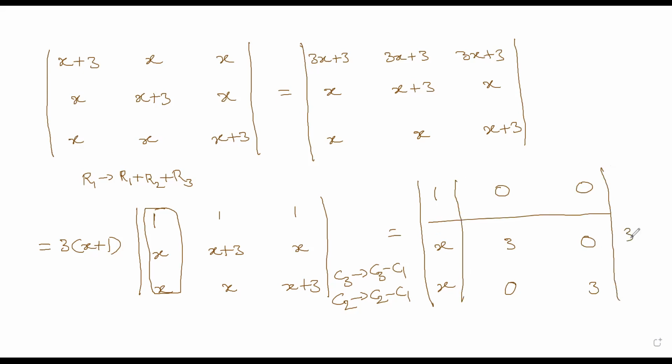Of course 3 times x plus 1 is there, multiplied by 1 into 3 times 3, that is 9. So finally 9 into 3 into x plus 1 is what I get. 9 threes are 27. Yes, 27 times x plus 1. Hence the answer. Got it? Yeah, that's how you can do it.